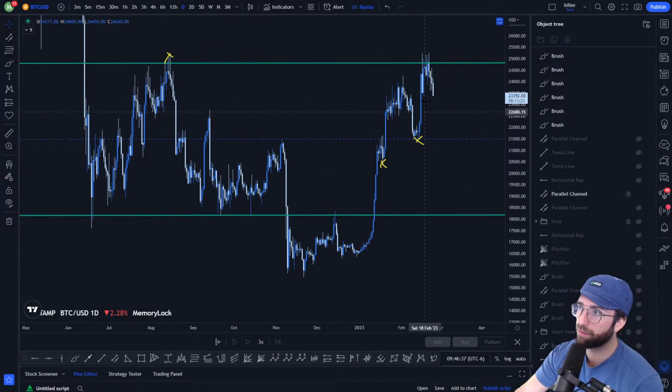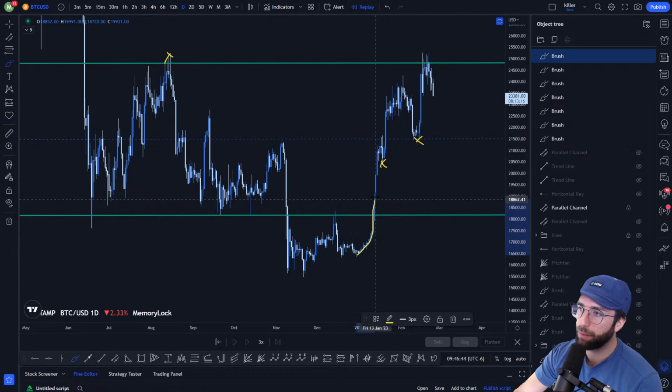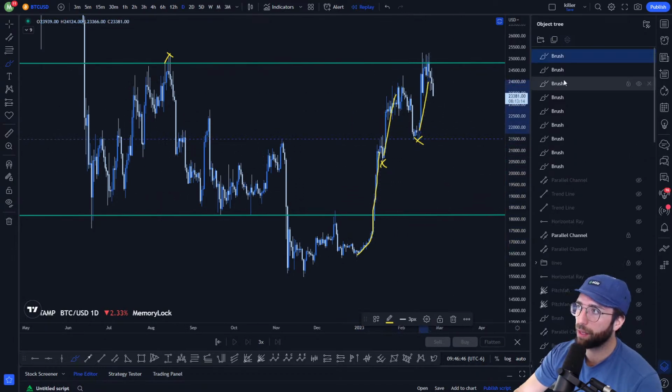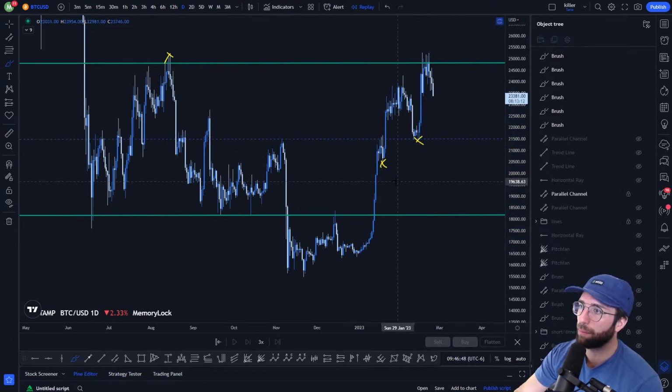Look at this. We have this massive move up. Price didn't just do that on its own. It didn't just pump on its own. No, it had real people. This is real people longing. People longed here. That means that they have liquidation prices and stop losses.